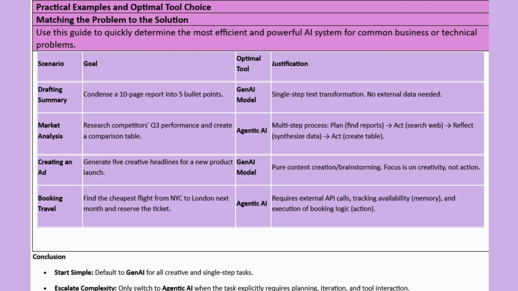On the other hand, tasks like market analysis or booking travel demand a more dynamic approach. Here, agentic AI excels by planning multiple steps, retrieving live data, and interacting with external tools or APIs. The slide concludes with the simple rule: start with Gen AI for straightforward tasks and escalate to agentic AI only when the task involves planning, iteration, or tool integration. This framework empowers teams to deploy AI more effectively, ensuring the right technology is applied to the right challenge.